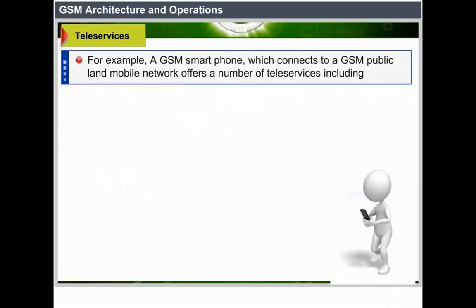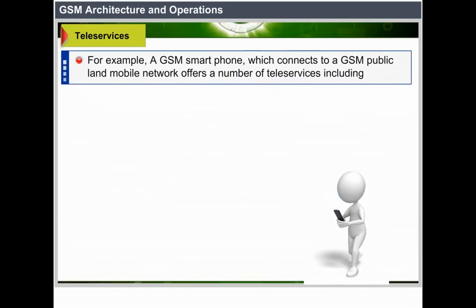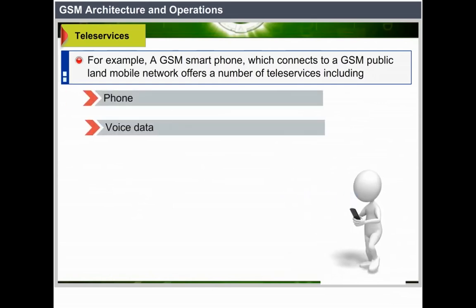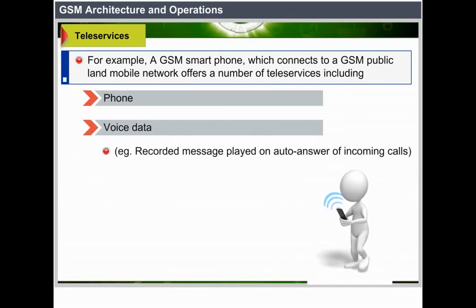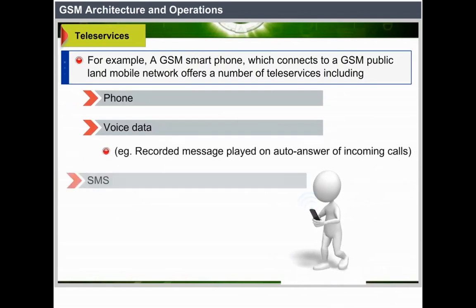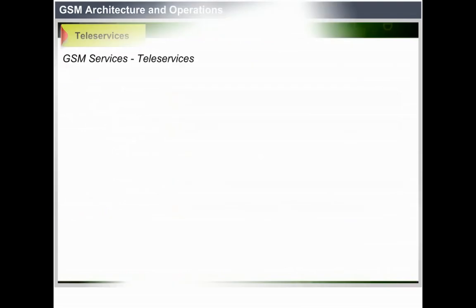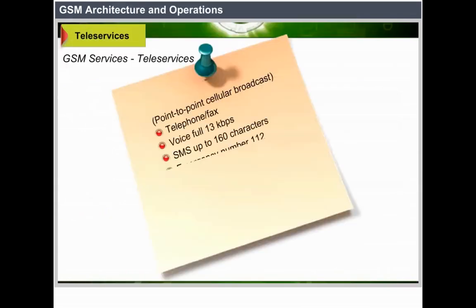For example, a GSM smartphone which connects to a GSM public land mobile network offers a number of teleservices including phone and voice data. Example: a recorded message played by an auto answer of incoming calls, SMS and MMS to another GSM or PSTN network. GSM services: teleservices.